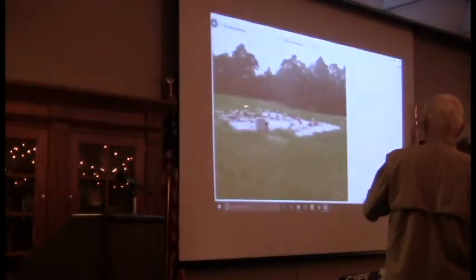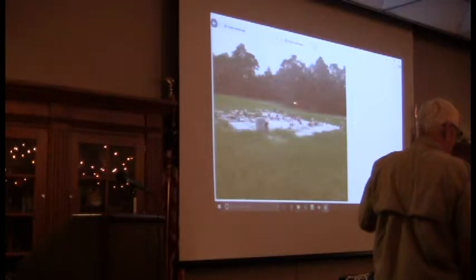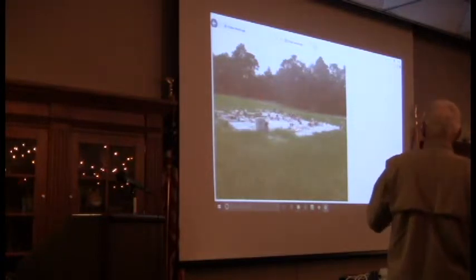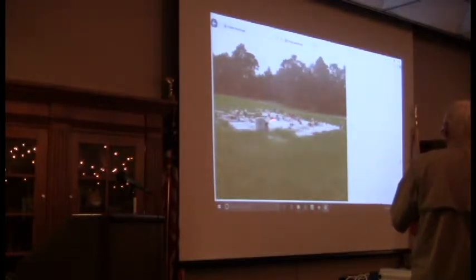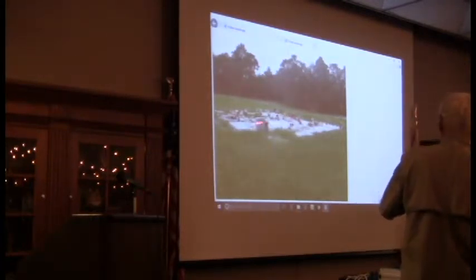All right, here's a new section. Graves in here are from the 80s and 90s and the 2000s. There's some really nice and well kept graves in there, and you can see obviously people come and pay their respects a lot.